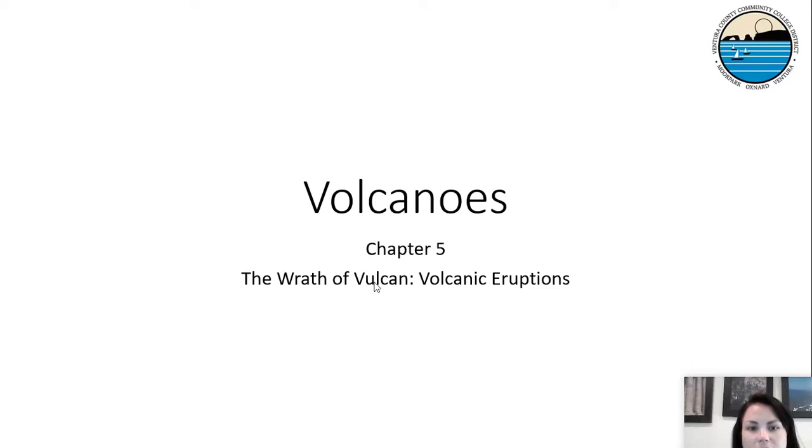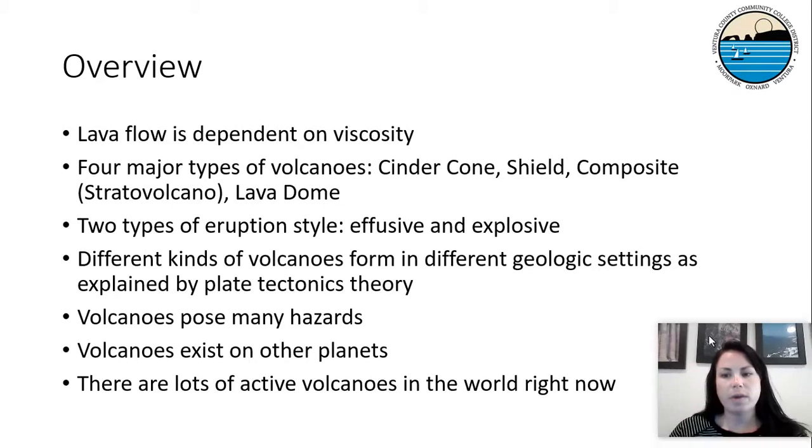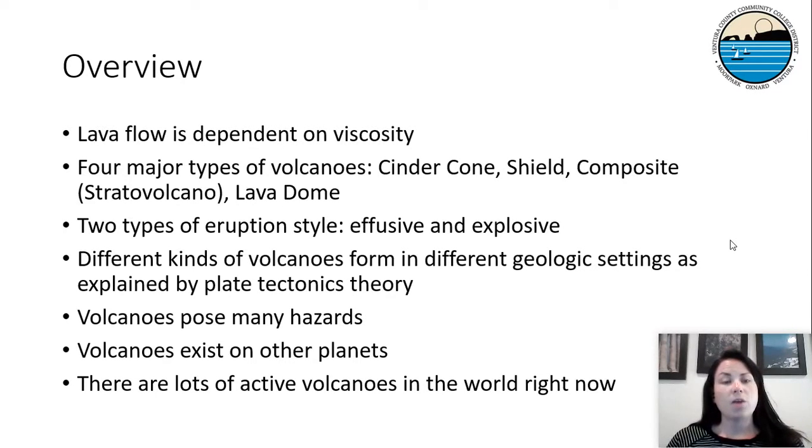Okay, now let's talk about volcanoes. So in this lecture, we're going to discuss how lava flow is dependent on viscosity. We're going to talk about the four major types of volcanoes: cinder cone, shield, composite or stratovolcano, and lava dome. There's two main eruption types, effusive and explosive. Different kinds of volcanoes form in different geologic settings, like we discussed with plate tectonics theory. So we're going to take a look at that in a little bit more detail. And of course, volcanoes pose many hazards. We're going to go over some of those examples and see some YouTube videos. And volcanoes exist on other planets. And there's lots of active volcanoes in the world right now. You may not necessarily know it, but there's always volcanic activity going on.